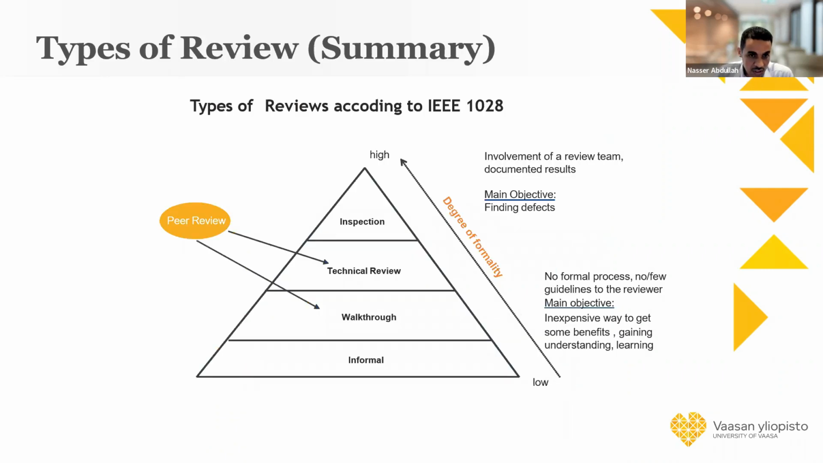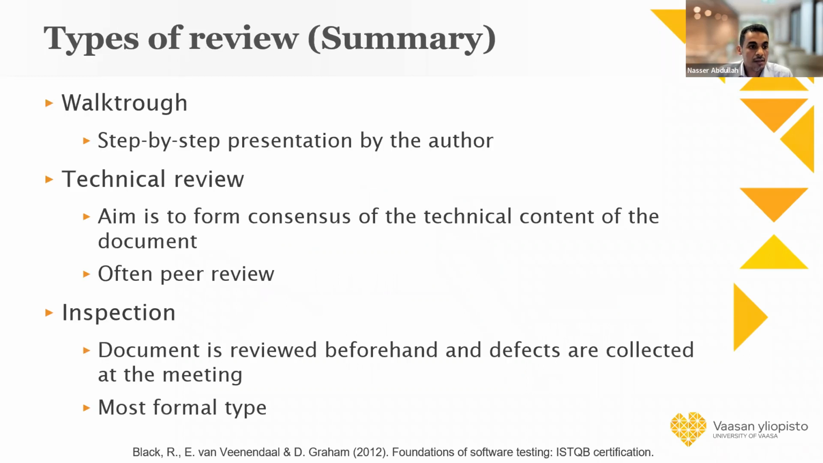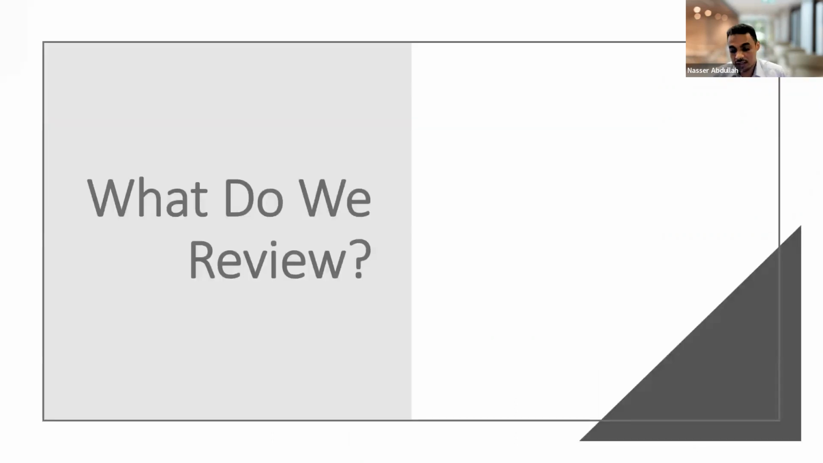So here, as I mentioned, the difference between these types is actually the level of informality, or the degree of informality. It's the lowest one, which is the informal, and then it goes up until the inspection, which is the highest level of formality. Okay, this is the summary, as we see. Maybe later you can come back to this slide, because we have a lot of topics. All the topics are easy. That's why I put it all here.